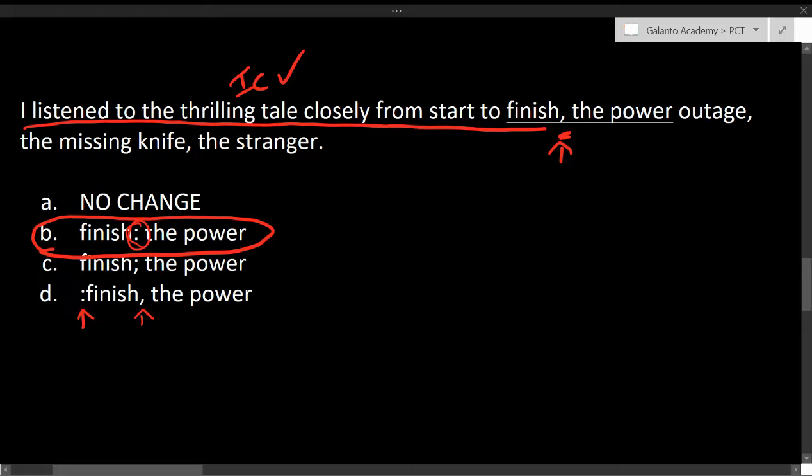So just as a reminder, the semicolon would not work because for our semicolon, we need to have an independent clause on both sides. And here we have an independent clause, and then, we could say dependent clause, but really it's just a list. It's just a fragment. And then we could not have D, so we know C won't work. D would not work because it would not be a complete sentence before the colon, because that would be, I listened to the thrilling tale closely from start to. So that wouldn't work either.